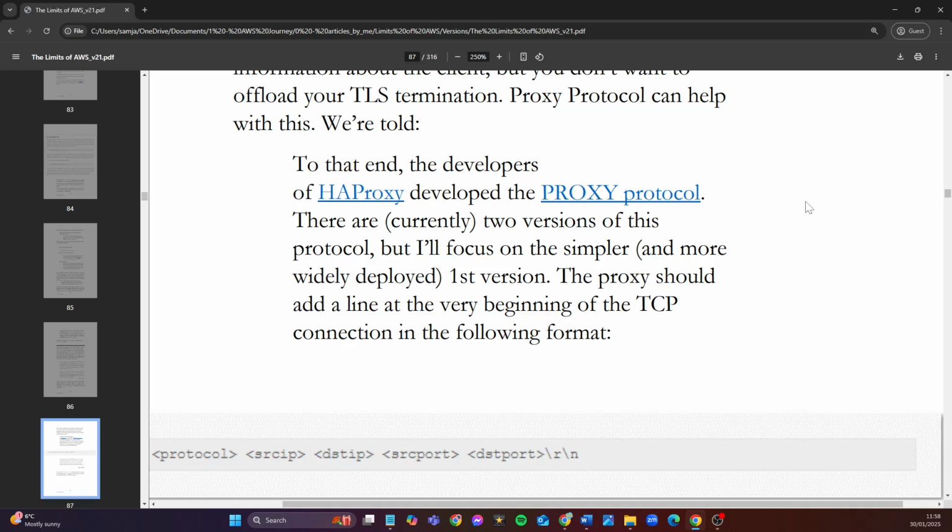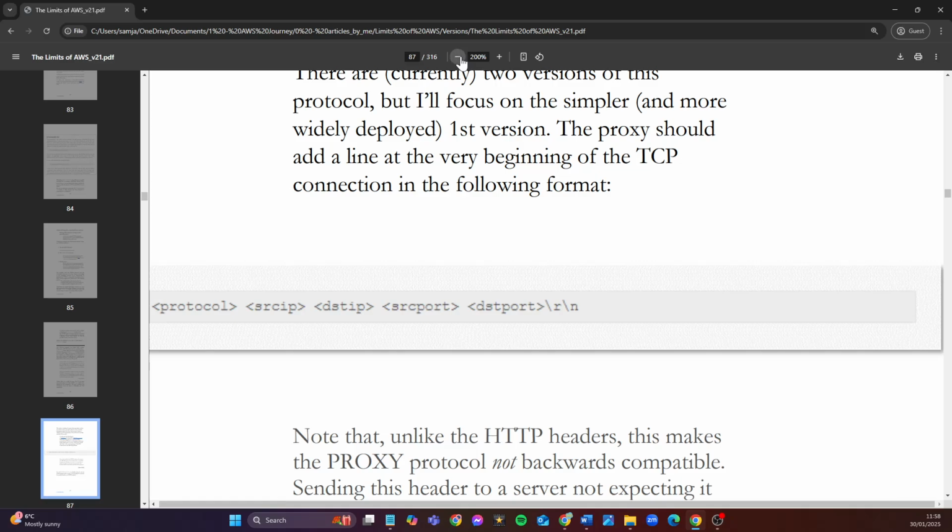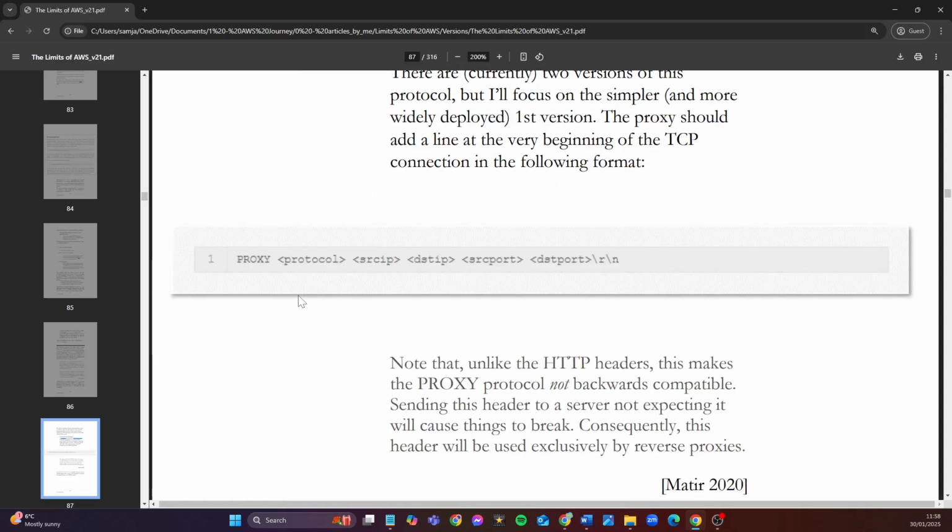The proxy should add a line at the very beginning of the TCP connection in this format. So let's take a look. So it's just a line, begins with PROXY, all uppercase letters, and then we'll have the protocol, the source IP, SRC IP, the destination IP. So remember that it's first the source, then the destination, which makes sense from left to right. Then the source port, the destination port, and then they've put \r\n.